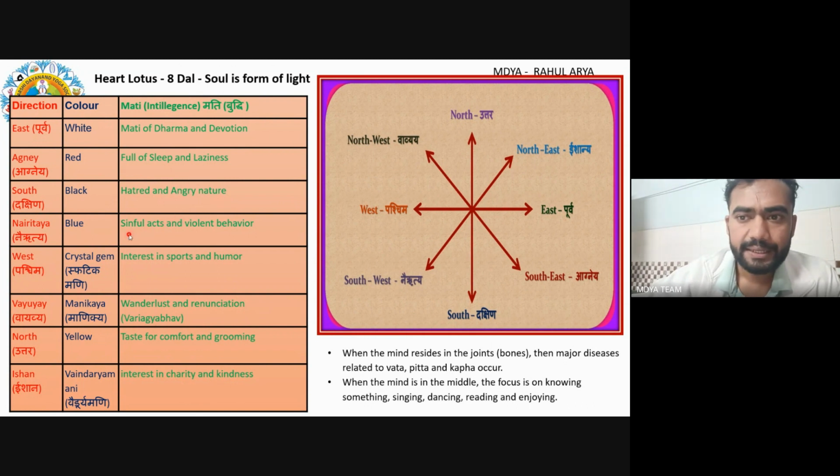Nairitya gives sinful acts and violent behavior. And if we focus the meditation at the west region of the heart, then interest in sports and humor. Wanderlust and renunciation, meaning vairagya, we will get.